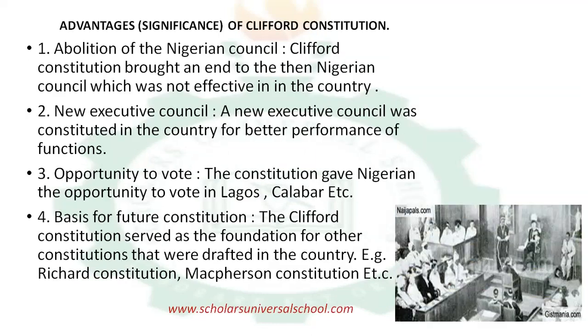Then we move further to the advantages of the Clifford Constitution, which you can also call the significance of the Clifford Constitution. 1. The Constitution abolished the previous Nigeria Council. So the Constitution removed the previous Nigerian Council we had in place and replaced it with the Clifford Constitution, which brought an end to the then Nigeria Council because it was not effective for the administration of Nigeria.